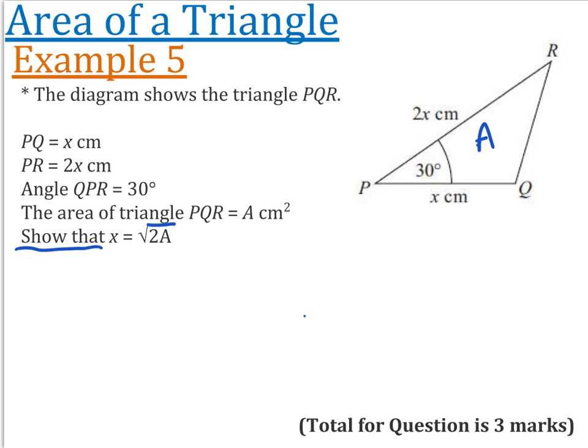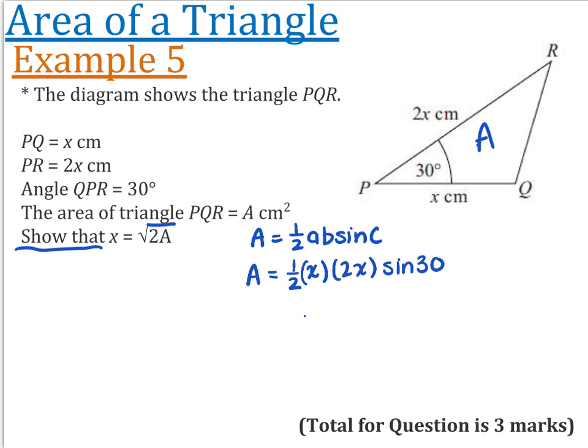Let's start filling in what we know about the area. So we know that area is equal to 1/2 ab sine C, and we know that the area is a, and then we've got 1/2 times one of the sides, which we can call x, and then the other side, which is 2x, and then the sine of 30 degrees. Now, hopefully you remember that the sine of 30 degrees is the same as a half, or 0.5, however you'd like to remember that.